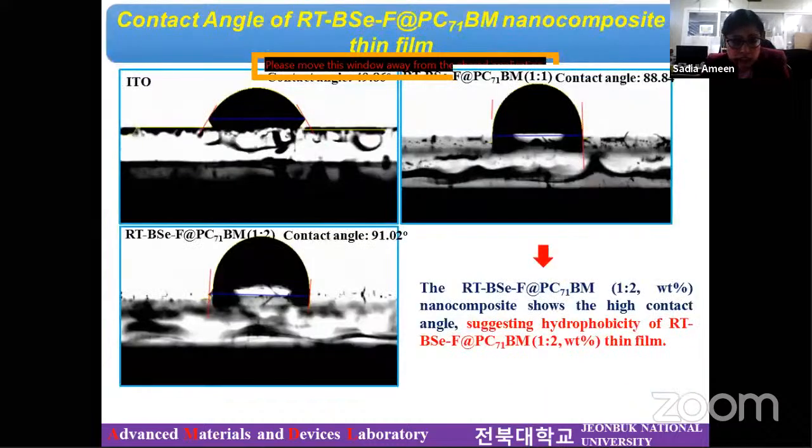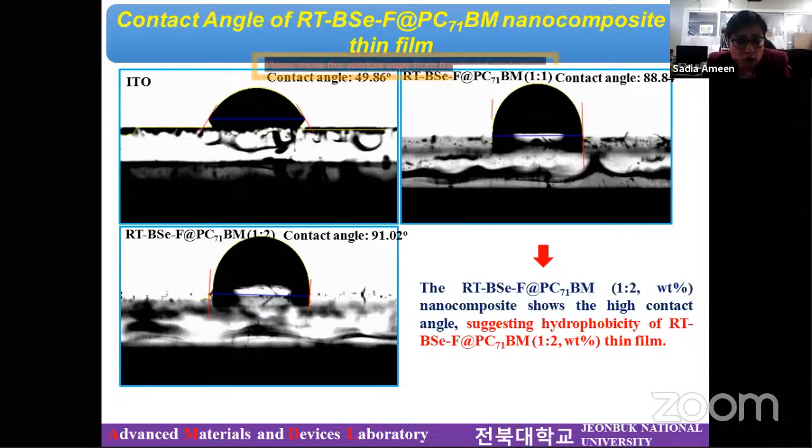Since we were worried about knowing the hydrophobicity of our material because we are applying it for water remediation, we wanted to make sure that our material is hydrophobic enough for the application purpose.